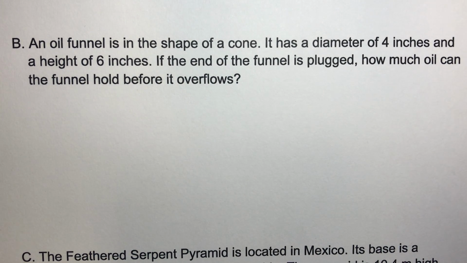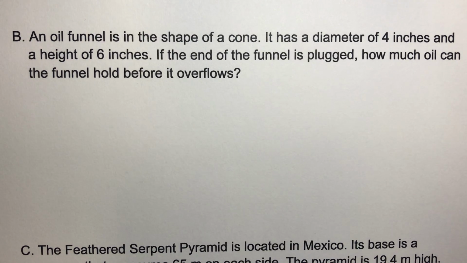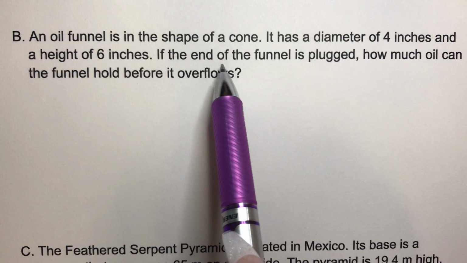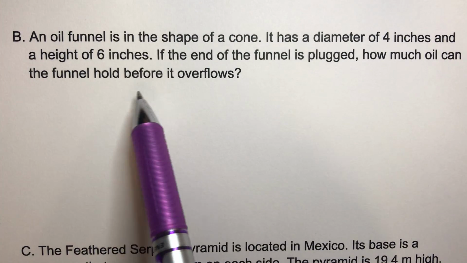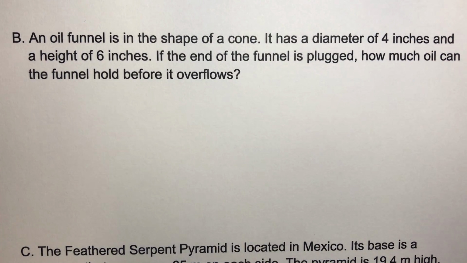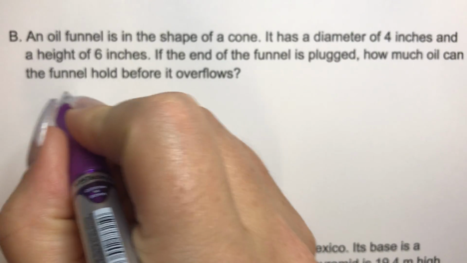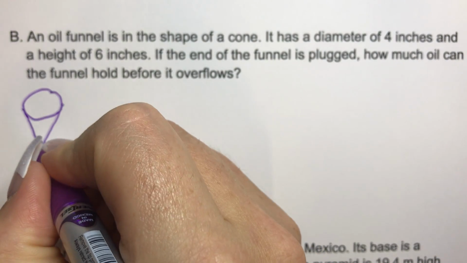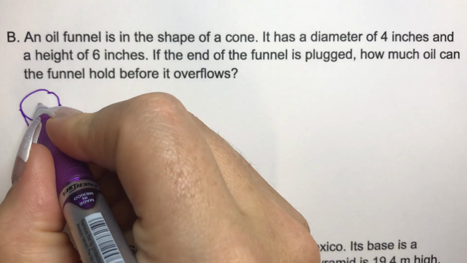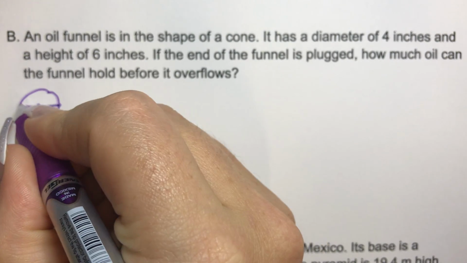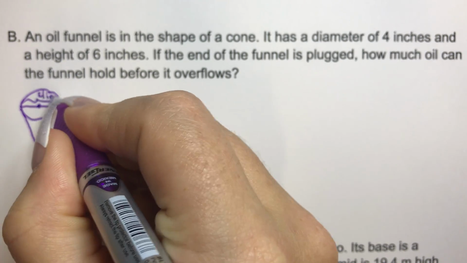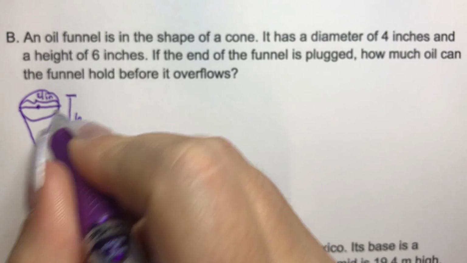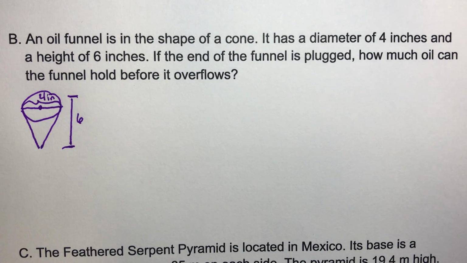B says an oil funnel is in the shape of a cone. It has a diameter of 4 inches and a height of 6 inches. If the end of the funnel is plugged, how much oil can the funnel hold before it overflows? Okay, so it's a funnel, so we know it's the shape of a cone, right, which is going to be something like this to a point. It tells us the diameter is 4 inches, so this whole thing is 4. And the height is 6 inches. All right, so we just need to find the volume of this.